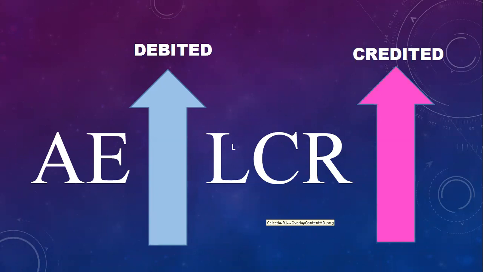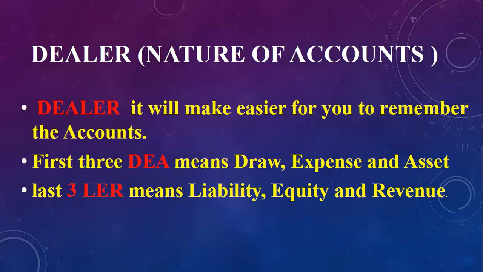Now, after 2 or 3 classes, you people should be capable enough to record your data as per the rule of debit and credit. So I proceed. We have done this rule before. We have learned about DEALER, where the first three letters are drawing, expense, and asset, and the last three letters are liability, equity, and revenue. This is just for brainstorming. I add up this material also for you people.